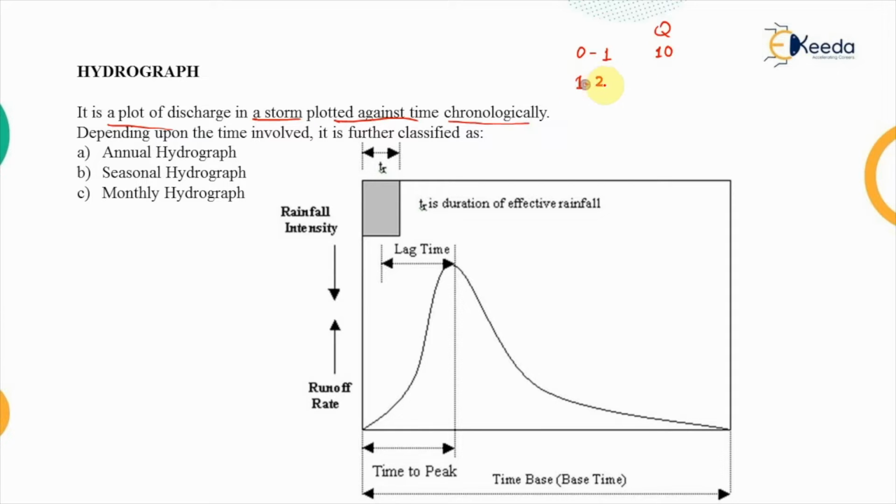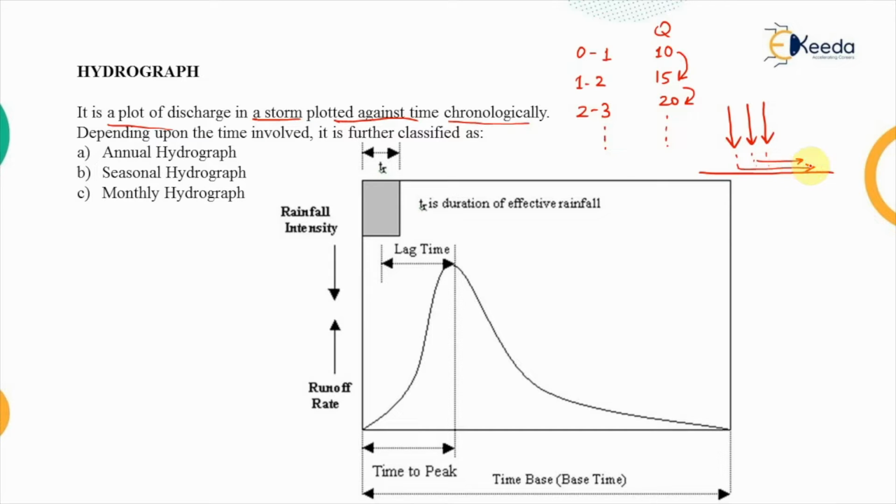For the next hour, that is 1 to 2 hours, the discharge increased and reached 15. For the next hour, this value further increased and reached 20. So as time progresses, the discharge will keep on increasing. The reason is that when rainfall is occurring in a catchment area, initially the rainfall will be accumulated and it will be moving over the surface after a while.